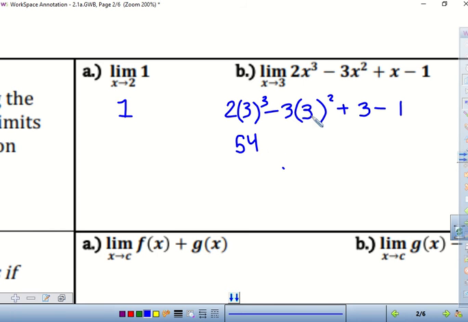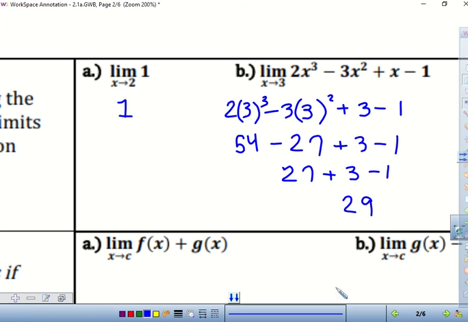Appreciate it. What's 3 times 3 times 3? 27. Good. And then just bring down the plus 3 minus 1. What's 54 minus 27? 27. So the final answer is 29. So right now it's just basic algebra at this stage. We'll talk about when limits are not this simple in future lessons though, don't worry.